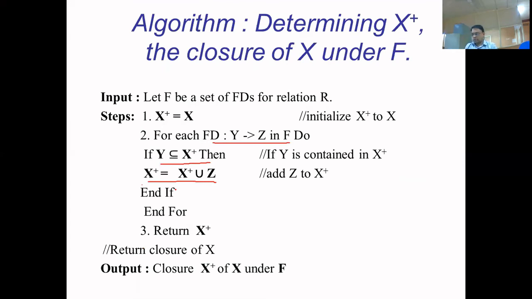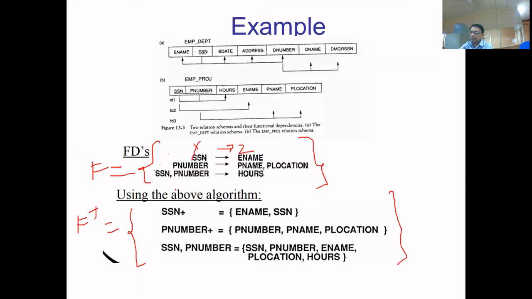Okay. So we have to determine X plus, repeating until no more attributes are added to X plus. We'll use one example here. Let's take this as F. Set X plus equal to X, that is SSN plus. I'm using this one. SSN plus is equal to SSN.